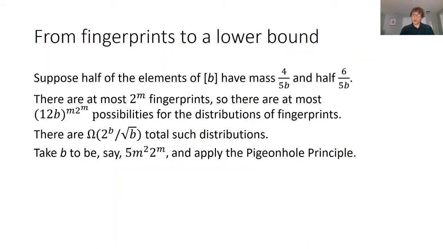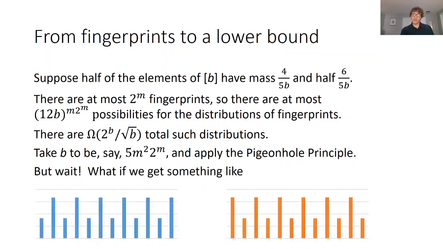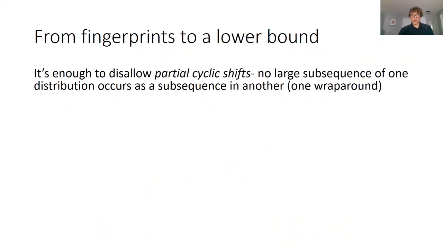Of course, we talked about this at the beginning of our goal, but we didn't actually put it in anywhere, because what if we get something like this, like we saw before, that do match, but they aren't really far apart from each other? So we do have to handle this case. So we're going to disallow what we'll call partial cyclic shifts. So not exact cyclic shifts, that one is just the other sort of shifted around cyclically.